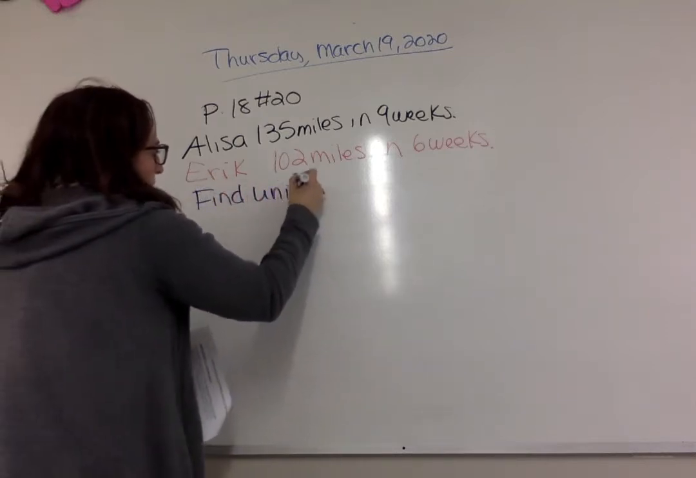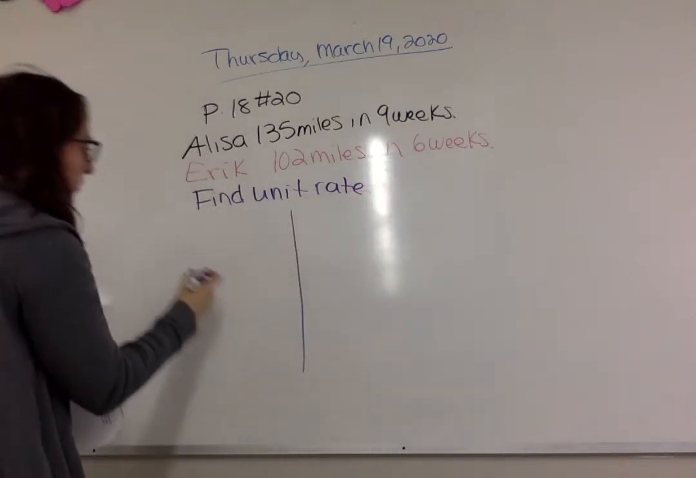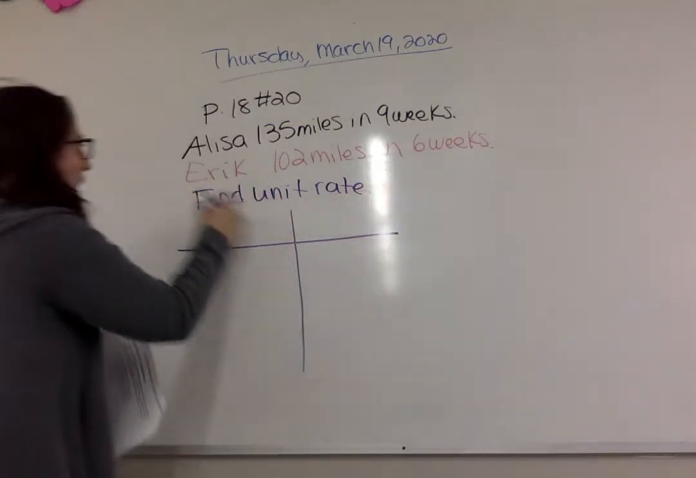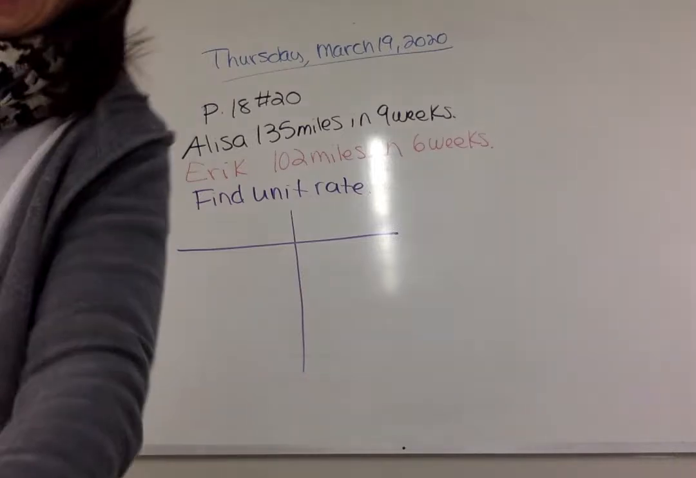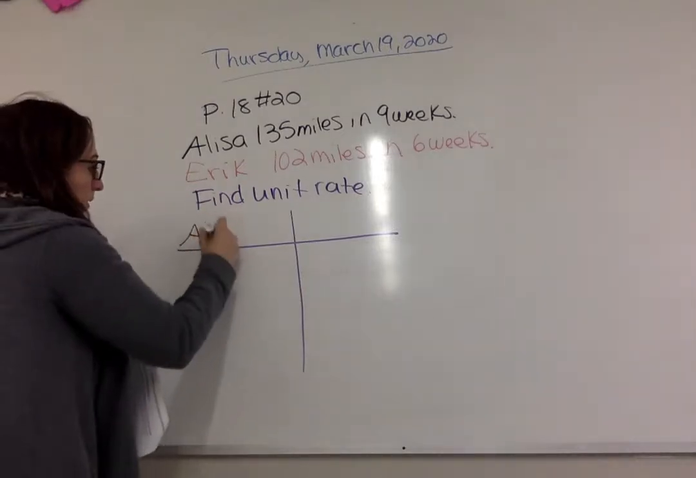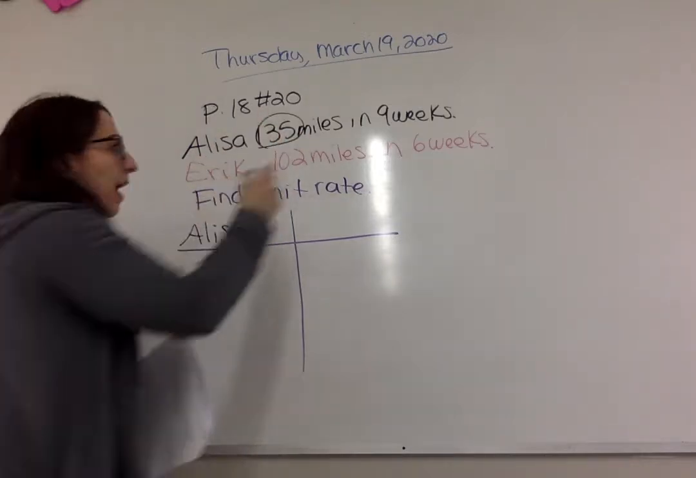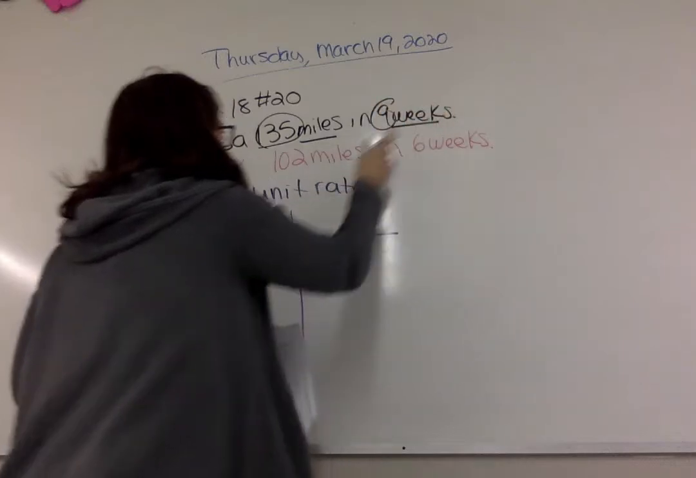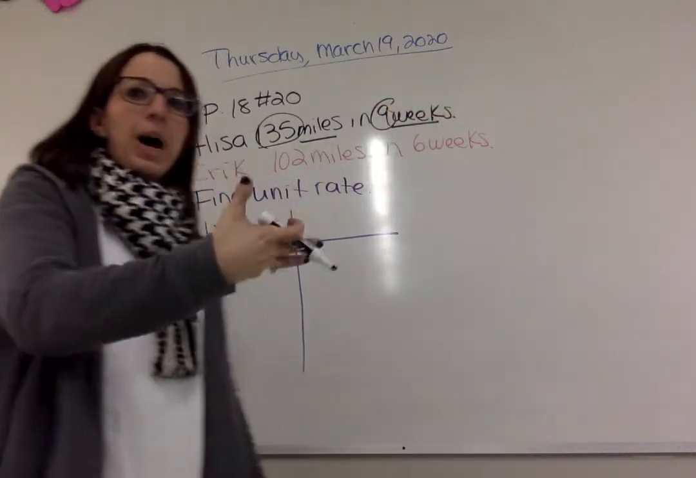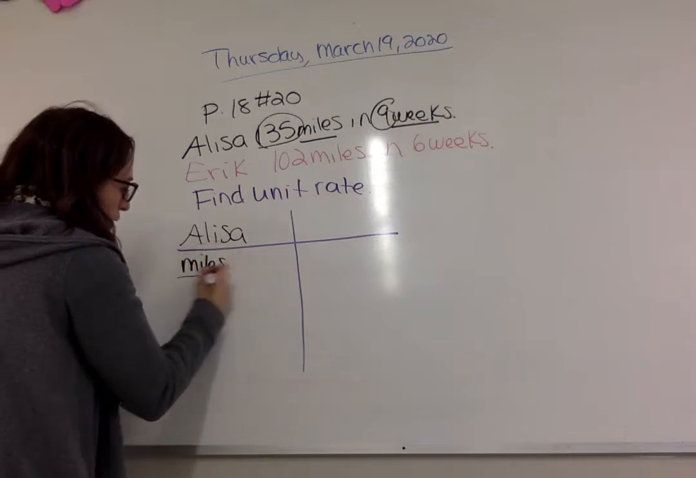Find unit rate. So we're going to do this. We're going to divide our paper in half and make our T-chart. On the left side of my paper, I'm going to use black because that's the question for Alyssa. Let's deal with Alyssa. It says Alyssa has 135 miles in 9 weeks. So I know that I'm comparing miles to weeks. Miles over weeks.